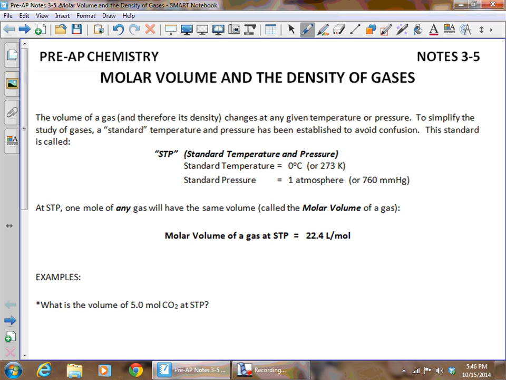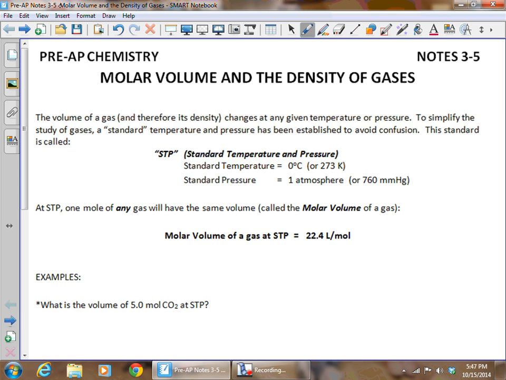Today we're going to talk about the molar volume of a gas. We've talked about molar mass before. Molar mass, remember, is the mass of 1 mole of a substance. We get that value from the periodic table, from the atomic masses. And that value in grams is how much 1 mole weighs.